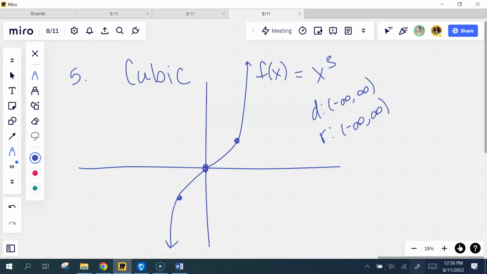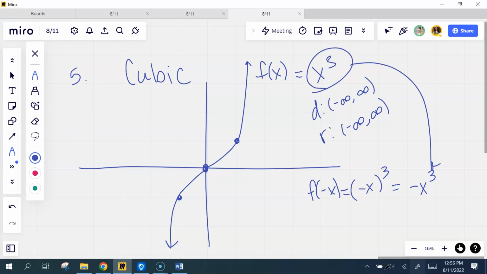Rotate 180 degrees, it looks the same, or if you plug in the negative, what happens when you cube -1? It's negative. So if you look, it was completely opposite from the first, so it's odd. Okay.